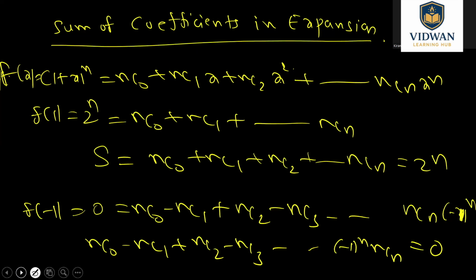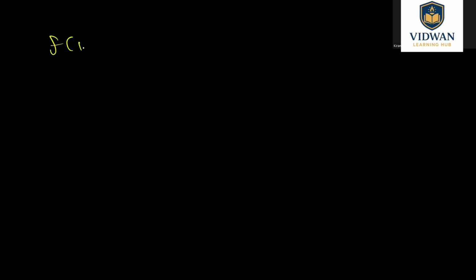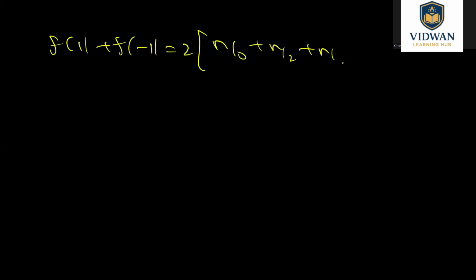So if you add f of 1 and f of minus 1, you will get 2 times the sum of even binomial coefficients like nC0, nC2, nC4, etc.